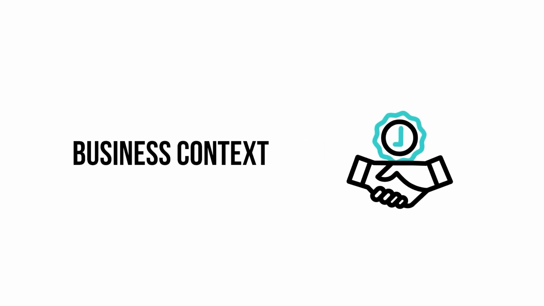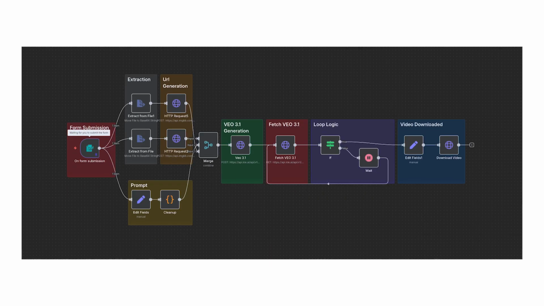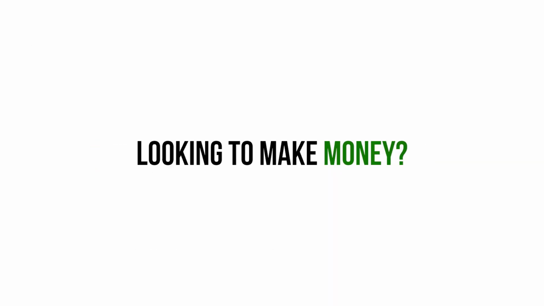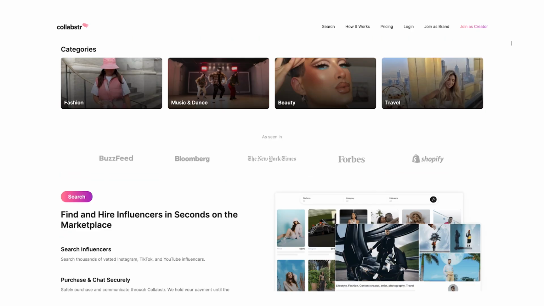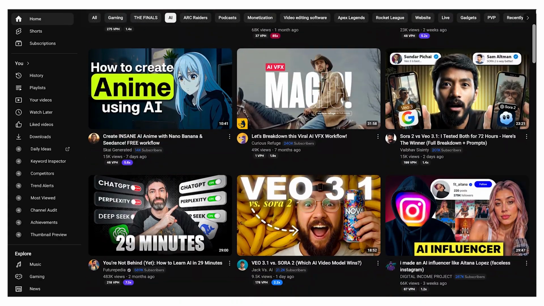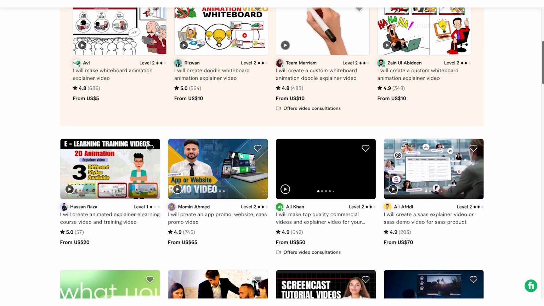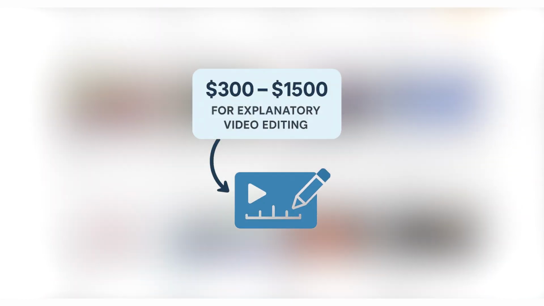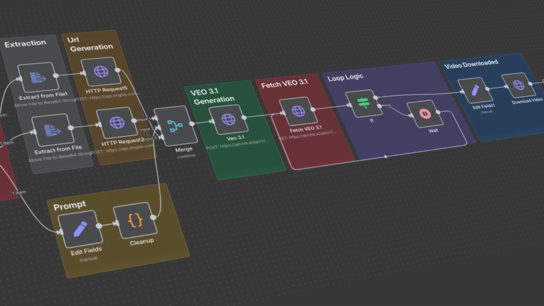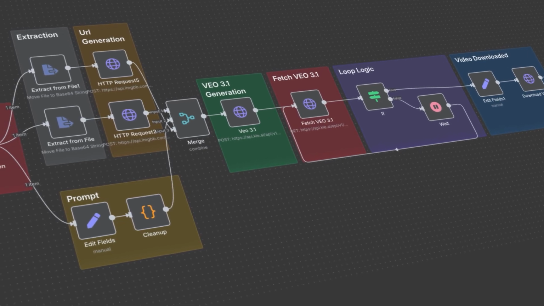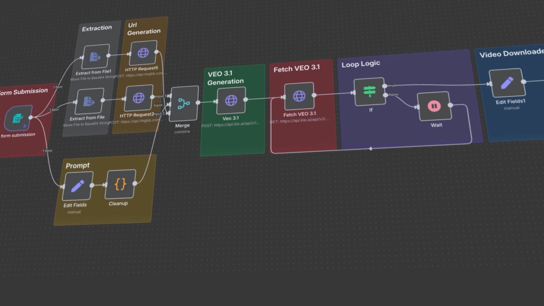Now let me give you the business context, because that's what really matters here. This workflow is perfect for 3 groups. First, if you're an automation freelancer looking for a high-ticket service to sell, this is gold. Social media agencies, YouTube creators, documentary producers, they all need this. Market research shows that a 1-minute explainer video costs $300 to $1,500+ from freelancers, and they'll happily pay $1,000 to $2,500 for a system that does it for them automatically.